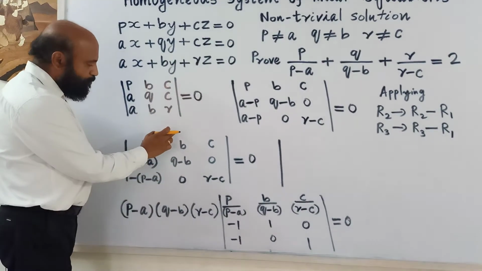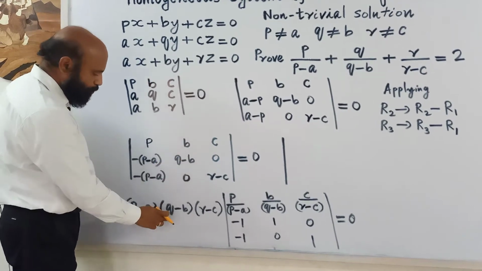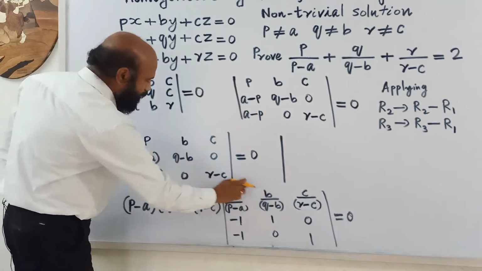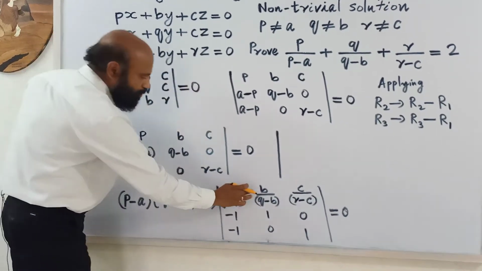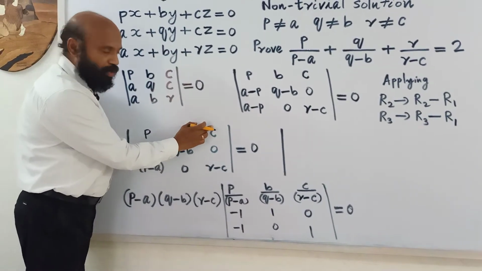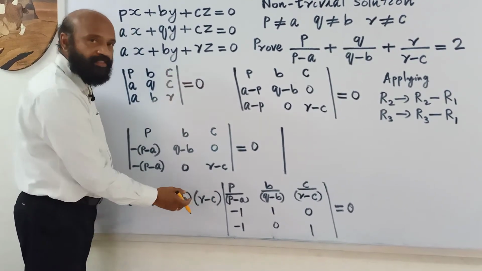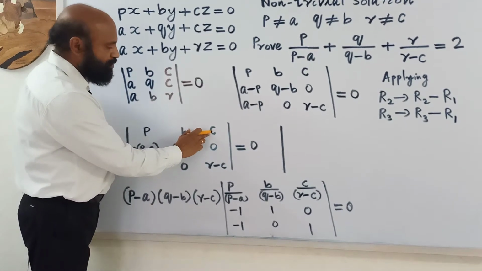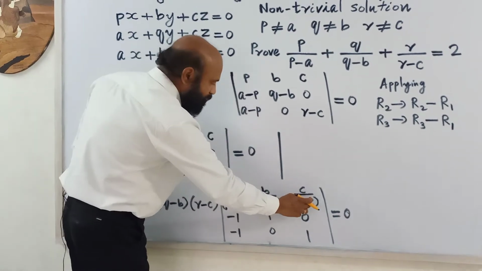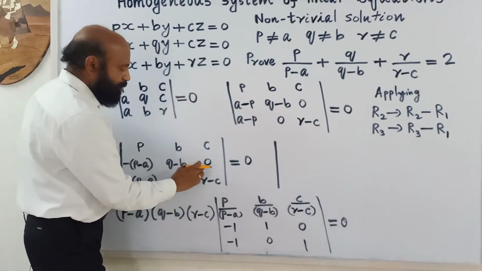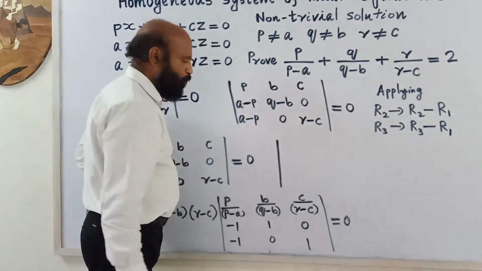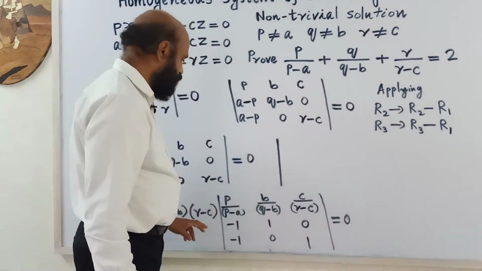Then from this column you have taken Q minus B outside. So here there is no Q minus B. So you have to write Q minus B in the denominator. Then here 0. From this column you have taken R minus C outside. So in this term there is no R minus C. So you have to write R minus C in the denominator. Then 0. Here R minus C taken outside. So here it is 1. So is equal to 0.